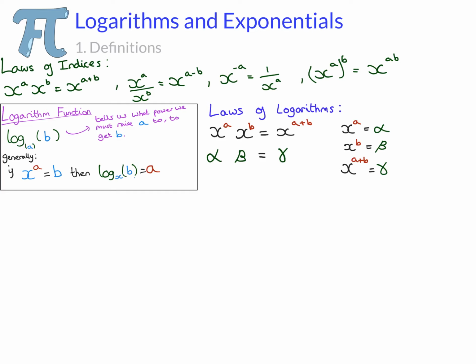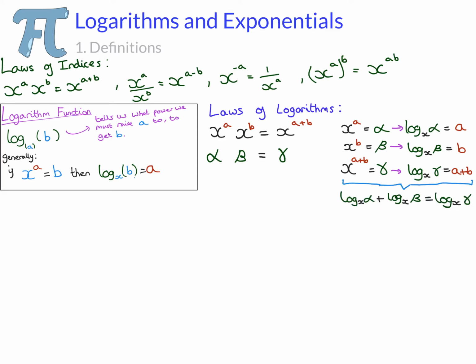Using our definition of the logarithm function, we see that log base x of alpha must be equal to a. Similarly, log base x of beta must be equal to b, and log base x of gamma must be equal to a plus b. Just equating these three, we see that log base x of alpha plus log base x of beta equals log base x of gamma.